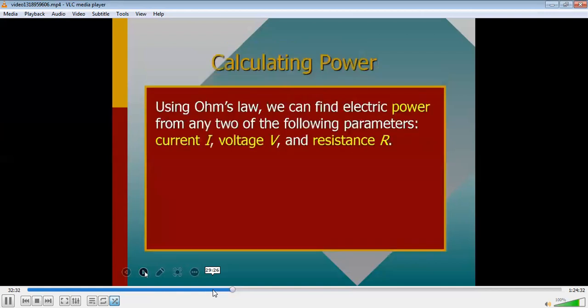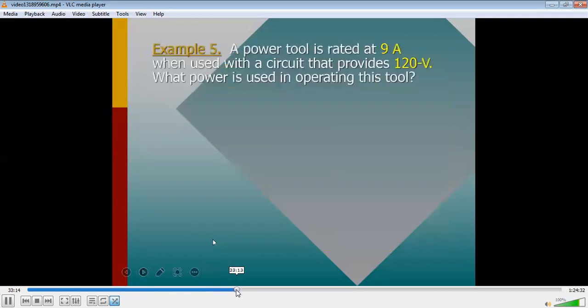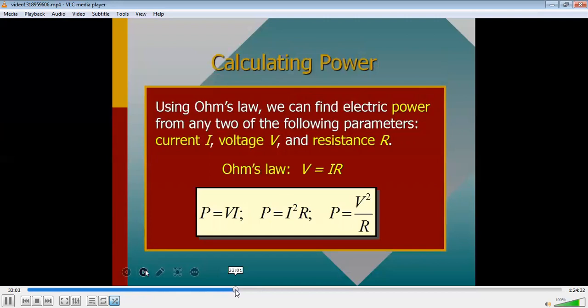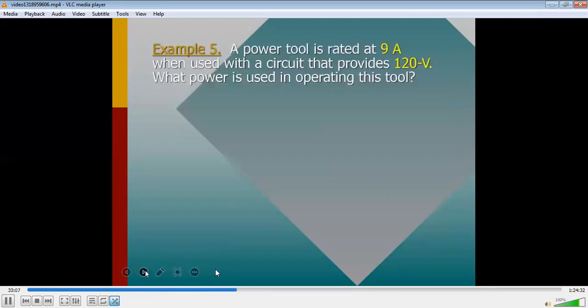Now, calculating power using Ohm's law, we can find the electric power from any two of the following parameters: electric current I, voltage V, and resistance R. So, for example, a power tool is rated at 9 ampere. We have to use Ohm's law, V equals IR, from these three types. Now we can calculate this example.